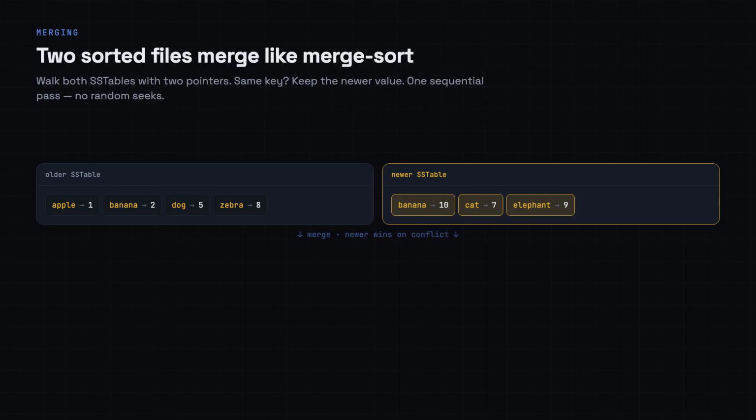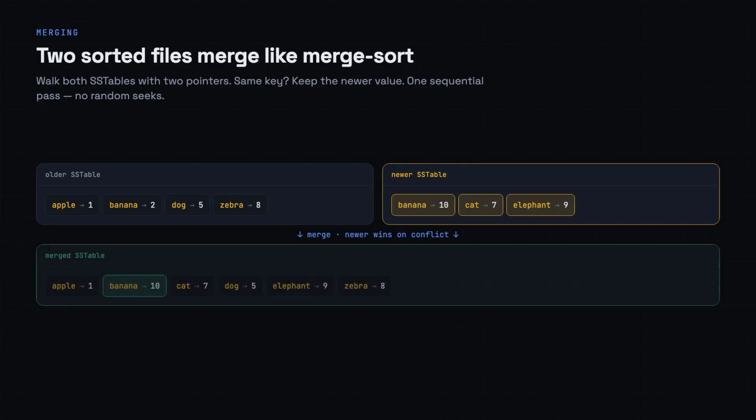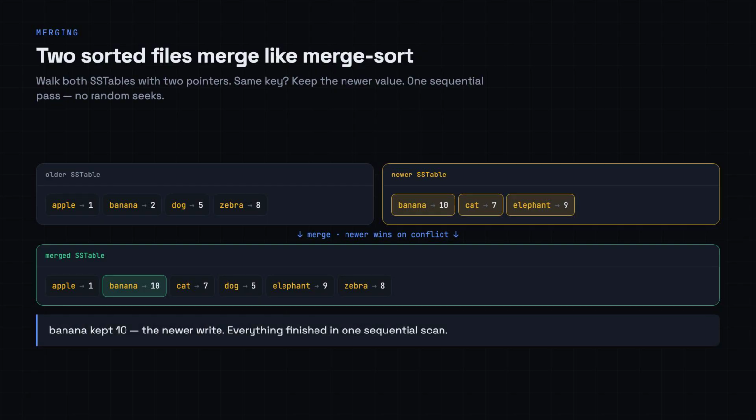Take an older SSTable: apple, banana, dog, zebra. A newer one: banana 10, cat, elephant. Walk both with two pointers, the same idea as merge sort. Always emit the smaller key. When keys match, keep the newer value, banana becomes 10, and advance both. One sequential pass. No random disk thrashing. You leave with one clean sorted file.